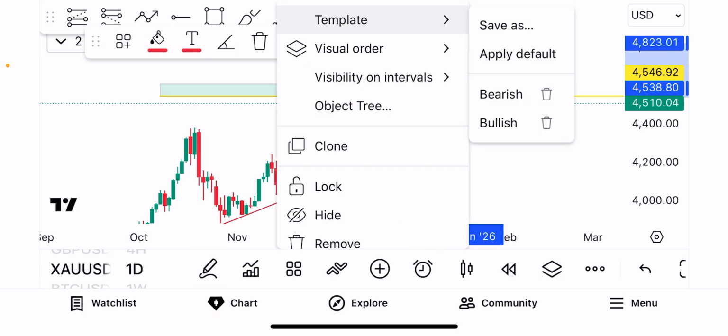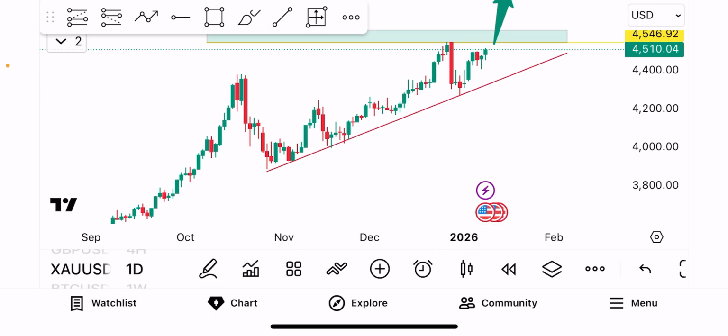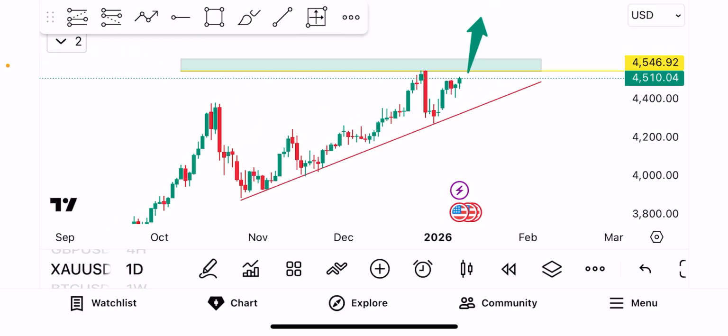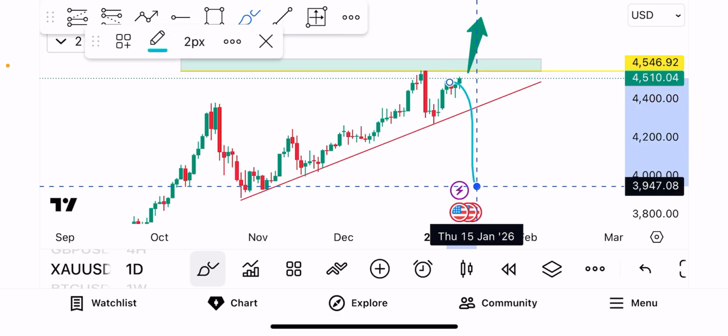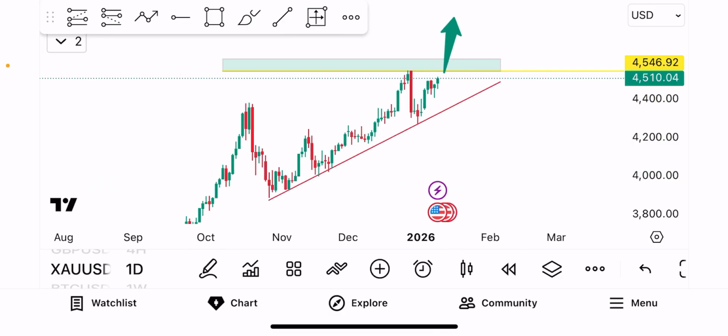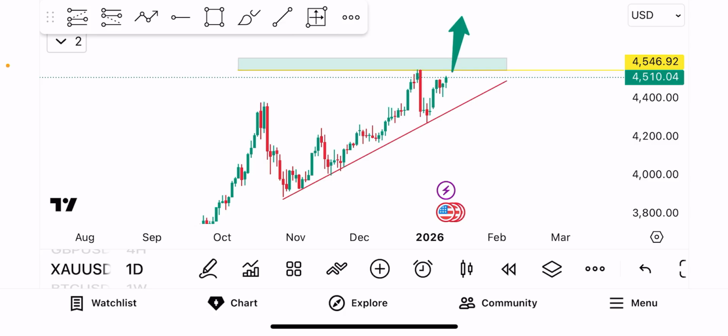So I'm going to change this template to bullish. So if price breaks above that level, then the bullish trend continues. If not, we are likely going to see some form of short-term decline. So we are also bullish on gold.